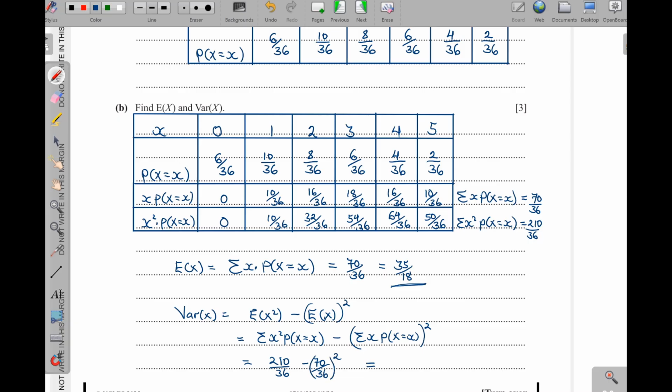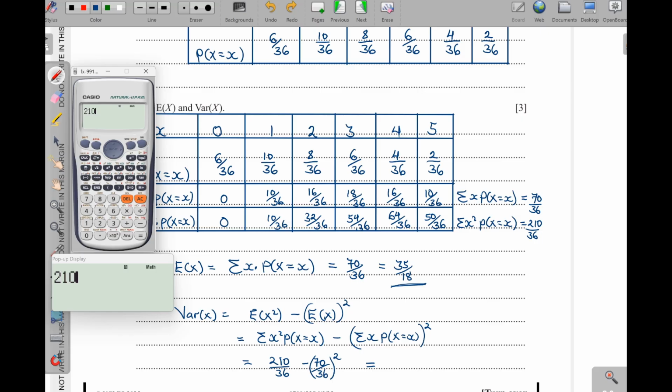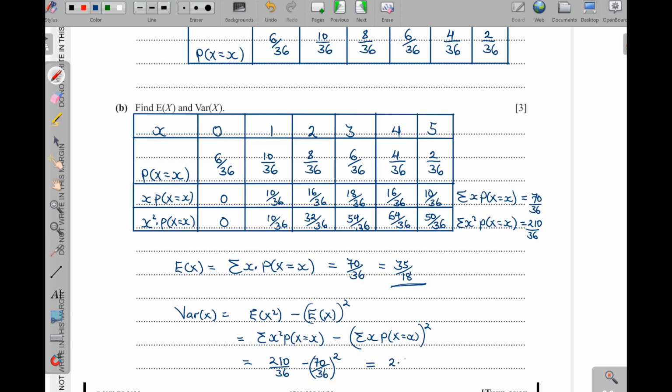Then all together, what do we get? 210 out of 36, then minus 70 out of 36, then bracket squared. We shall get that fraction there, but to 3 significant figures, we can write it as 2.05. 2.05, 3 significant figures. As simple as that.